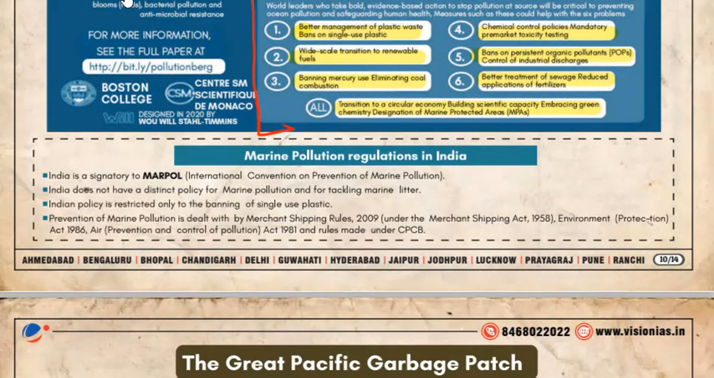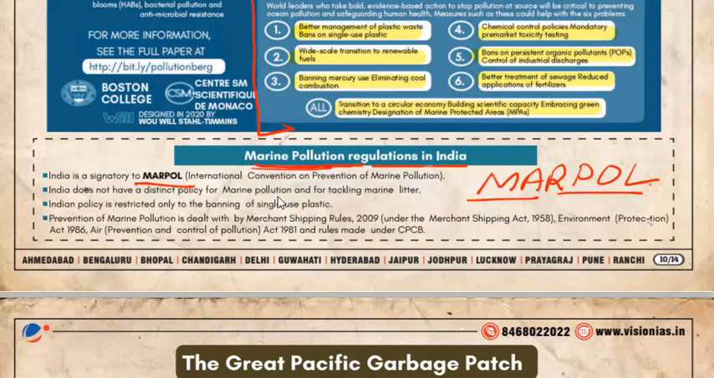Coming to the regulation about marine pollution, there is no concrete regulation for marine pollution in India, even though India is a signatory of MARPOL. This is important. MARPOL is the International Convention on Prevention of Marine Pollution. India is a signatory of this.